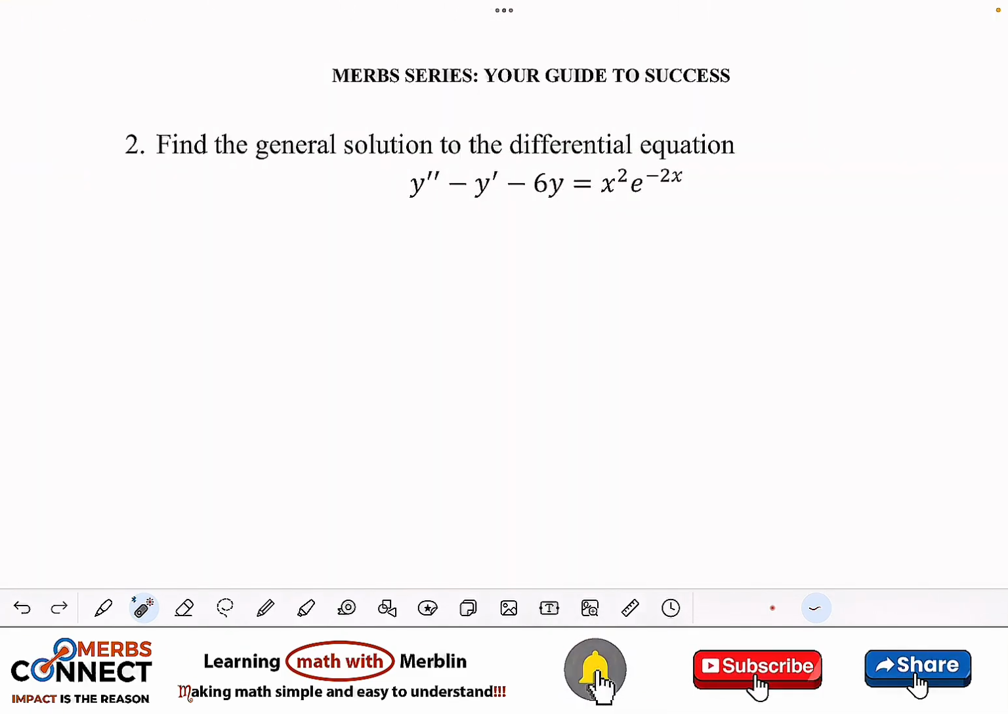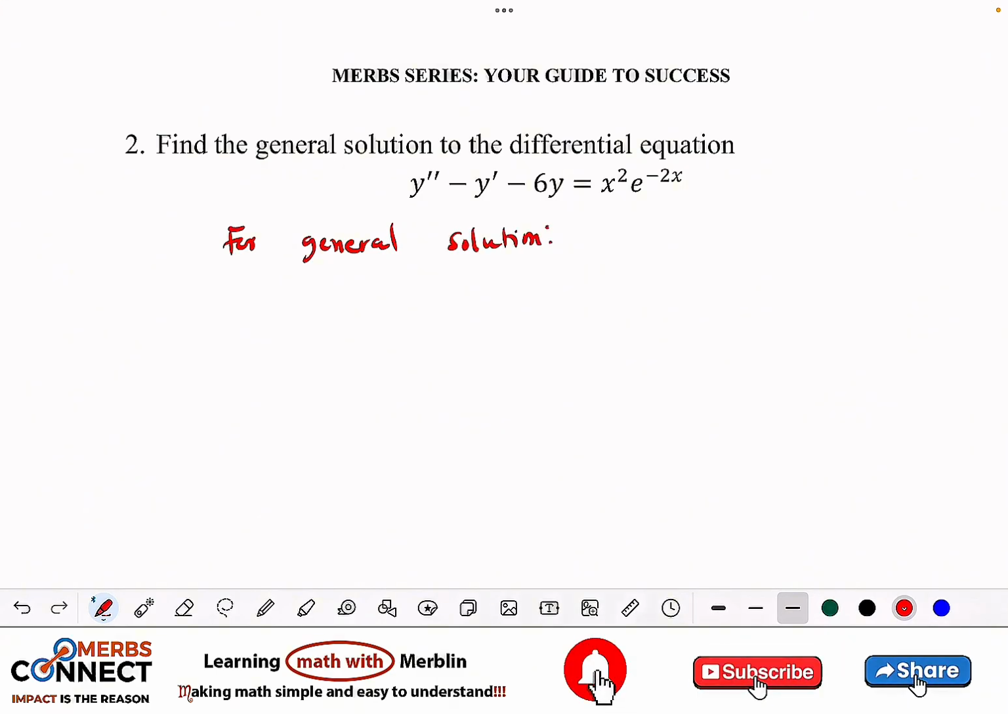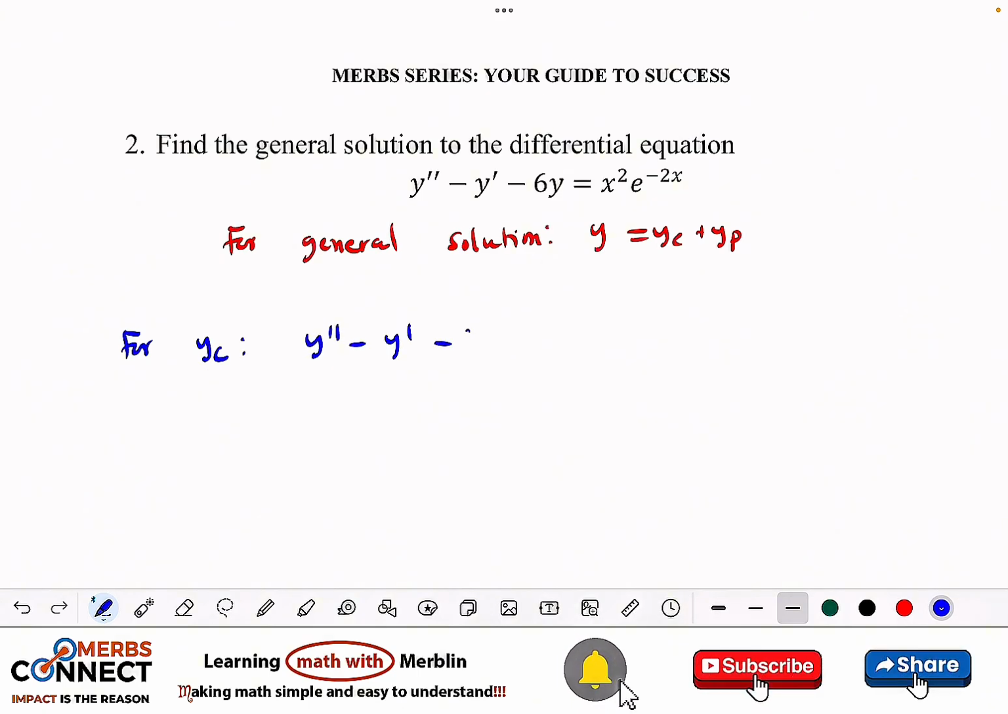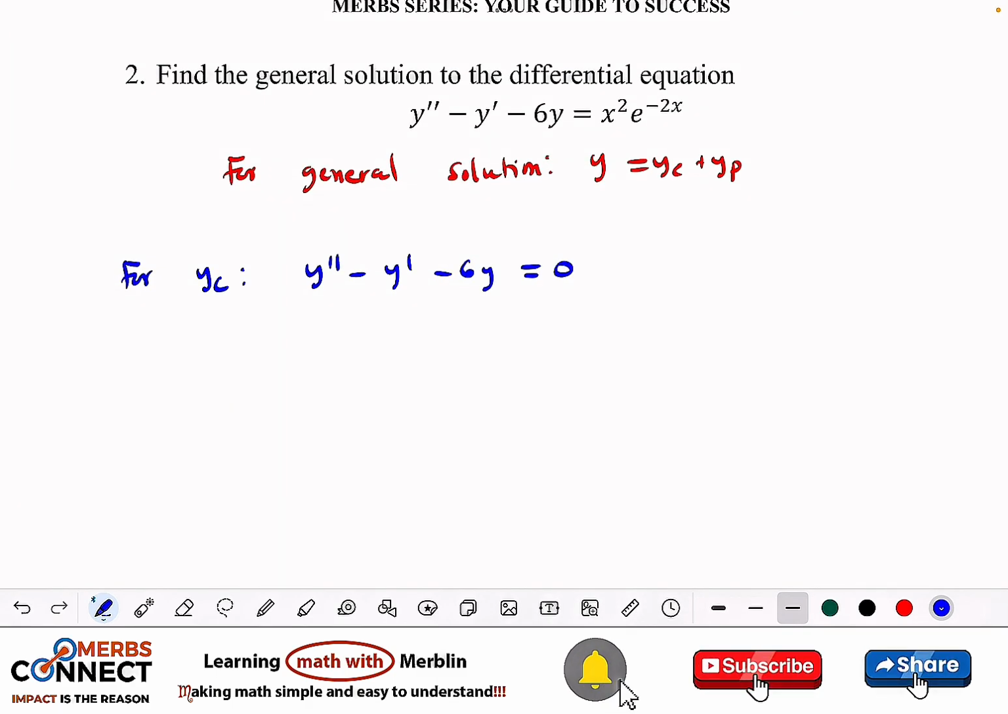Let's take another question, different form, and let's go through. So for the general solution, we are going to have y equal to yc plus yp. Then for the yc, what is the complementary solution? y'' minus y' minus 6y should be equal to 0. So what are we going to get from here?